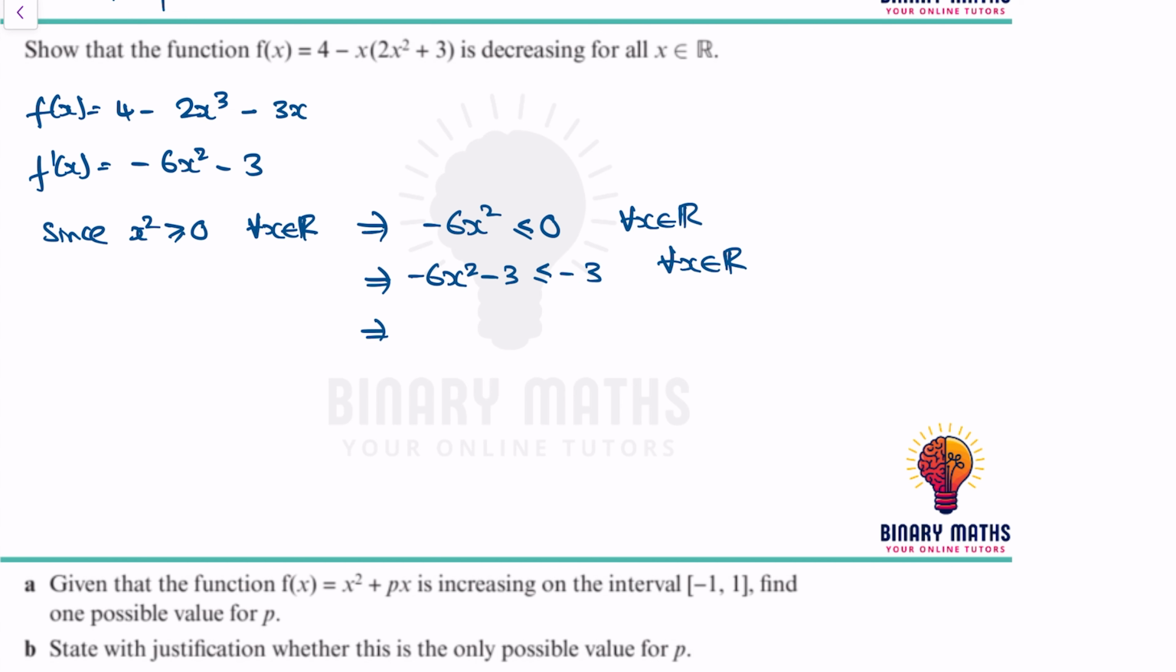But that also implies that minus 6x squared minus 3, because it's less than or equal to negative 3, is definitely less than or equal to 0 for all x an element of the reals.